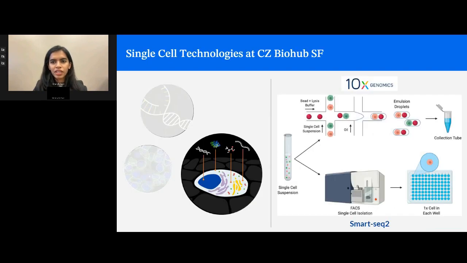There are two types of single cell technologies at CZ Biohub SF. One is 10x Genomics, which is droplet-based, and SmartSeq2, which depends on FACS sorting of cells into individual wells of a plate. The throughput of 10x is much higher, where you can work with thousands of cells at the same time, compared to SmartSeq2, which is limited by the number of plates that you can process at a time.